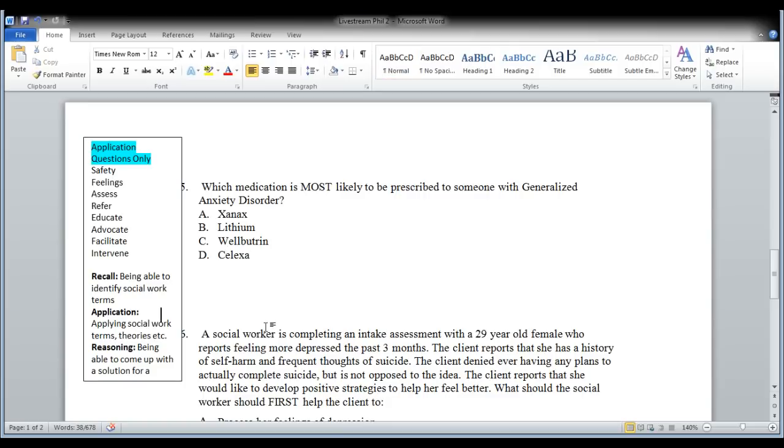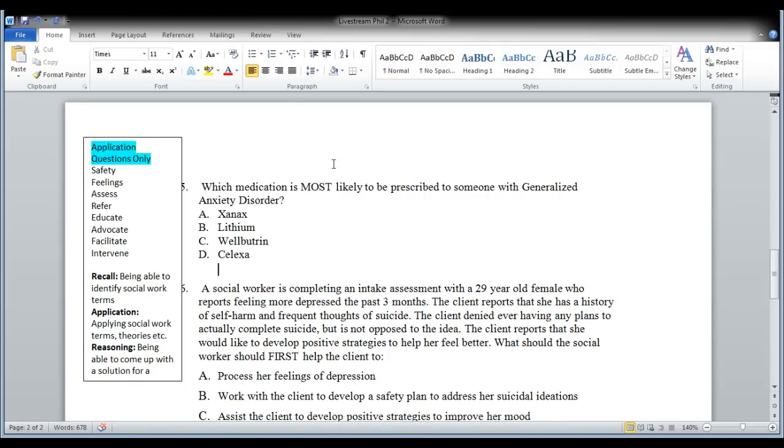So which medication is most likely to be prescribed to someone with generalized anxiety disorder? So this is a recall, and very distinct recall here. So we'd have to really know our medications and which different disorders are paired with them. So starting with Xanax, we'd be looking at anxiety, and this is looking at generalized anxiety disorder. Lithium, we're looking at bipolar disorder. Wellbutrin, we're looking at depression. And then Celexa, we're looking at depression / mood disorder, depending on what's going on with the specific person.